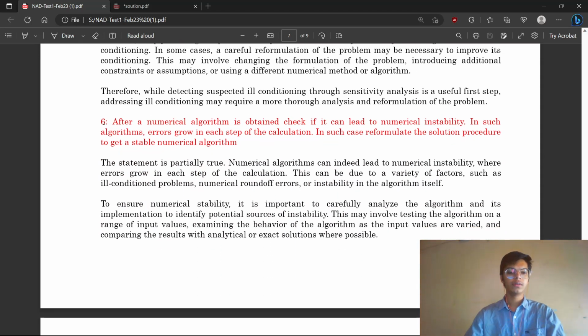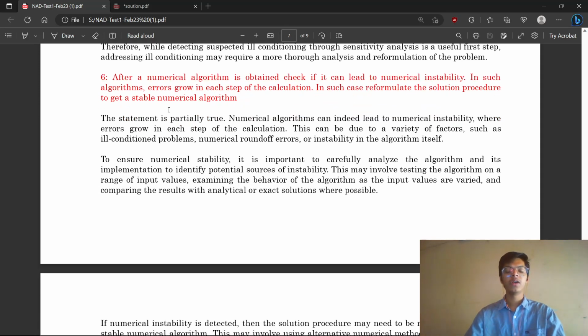Now in the sixth point, after a numerical algorithm is obtained, check if it can lead to numerical instability. In such an algorithm, errors grow in each step of the calculation. In such a case, reformulate the solution procedure to get a stable numerical algorithm. So yeah, this statement is also partially true. A numerical algorithm can indeed lead to numerical instability, where the error grows in each step of the calculation. This can be due to a variety of factors such as an ill-conditioned problem, numerical round-off error, or instability in the algorithm itself.